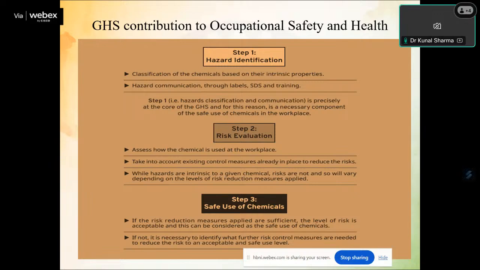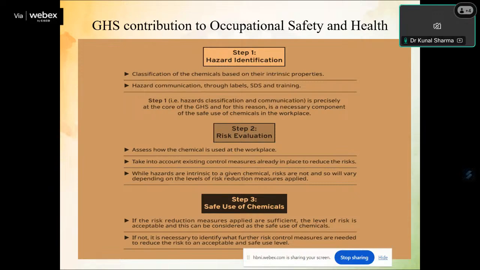And the third step is, while hazards are intrinsic to a given chemical, risks are not, and so will vary depending on the levels of risk reduction applied. So it is very clear in the evaluation phase also. After hazard identification, we go for the risk evaluation. And the third step is safe use of chemicals. So GHS directly speaks about all these parameters, and it is very much related to the OSH. Step 3 is safe use of chemicals.